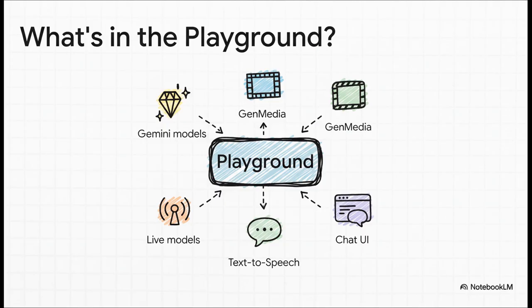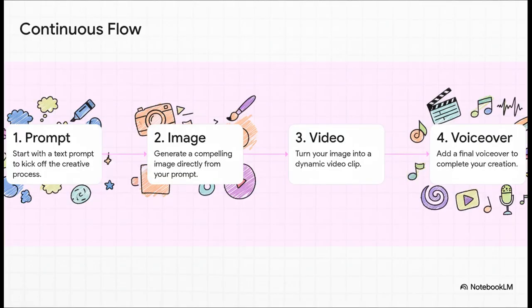So what's actually in this playground? Well, you've got the whole Gemini family of models, of course. But now you also have GenMedia for images, and, this is new, video generation with VO 3.1. Plus, text-to-speech models are in there for voiceovers and even live models for your real-time stuff. And the best part? It's all got this consistent chat UI, so you're not relearning the controls every time you switch models.